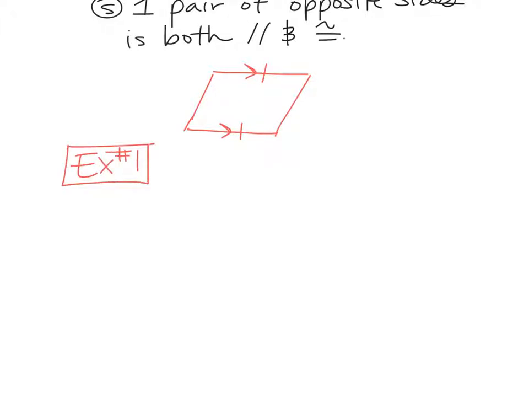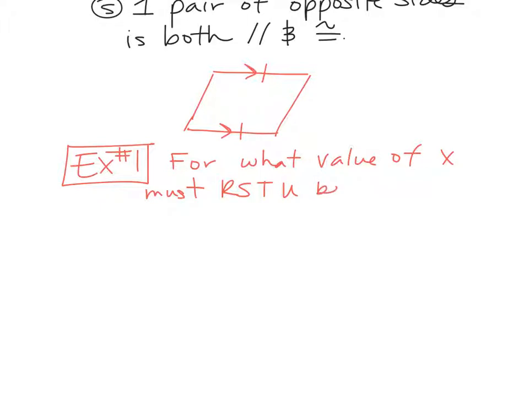They will ask, and here's the difference. You're doing the same stuff that you did yesterday. They're asking it differently, but really a lot of it you're doing the same way, okay? So here's the question. They're going to say, for what value of x must RSTU be a parallelogram?